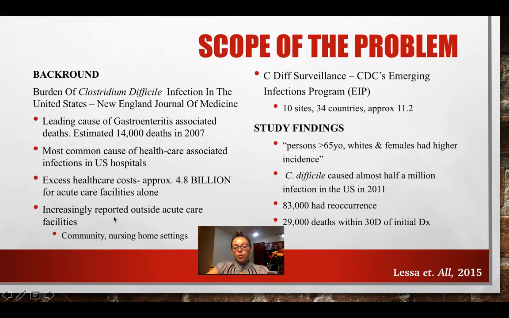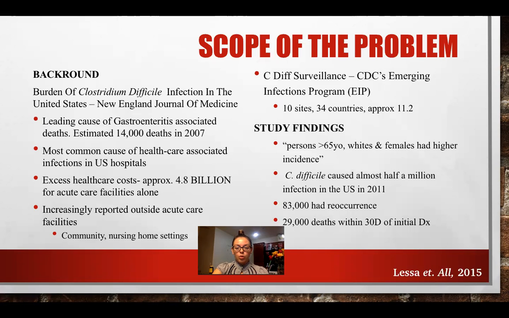There's also increasingly reported outside acute care facilities. So now you're seeing C. diff in the community and in nursing home settings. So C. diff surveillance, the CDC has this program called Emerging Infections Program. And this is where they base their data. This is where the C. diff infections are reported, and approximately 11 billion people are studied.